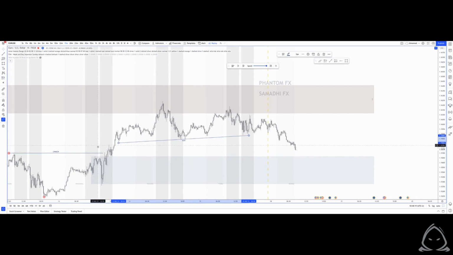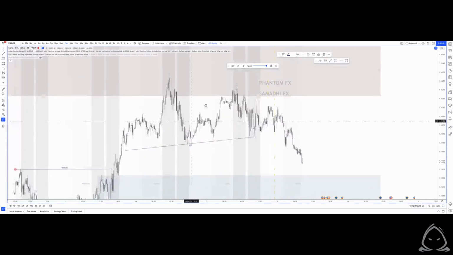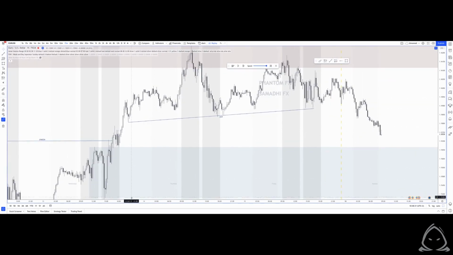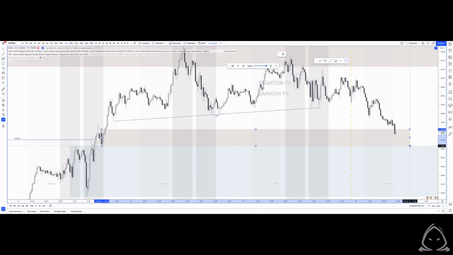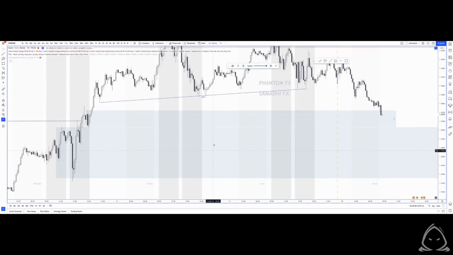Okay, the last demand is this one on the 4 hour, and the last demand on 15 minutes just below this liquidity is this one. Let's zoom in to this. For me, this is the last demand area from an intraday perspective. Okay, so the price can react into this level or into this one.